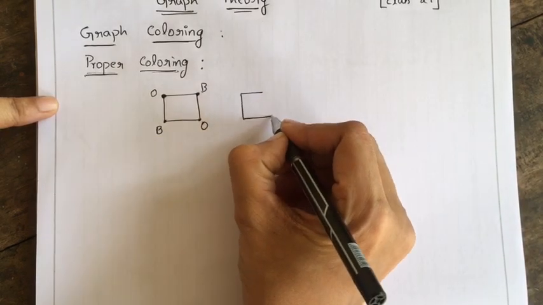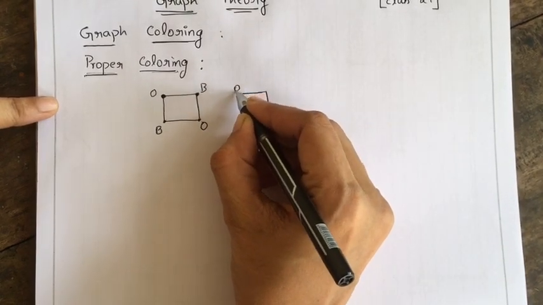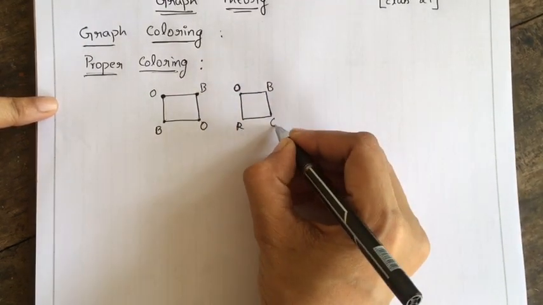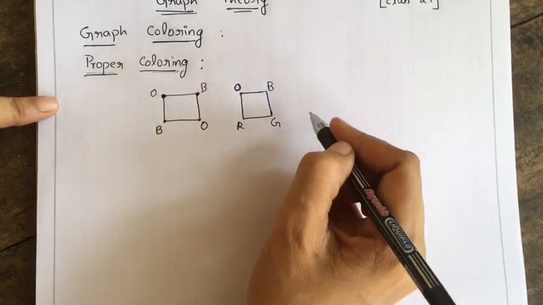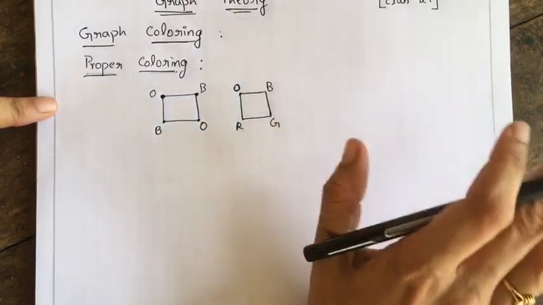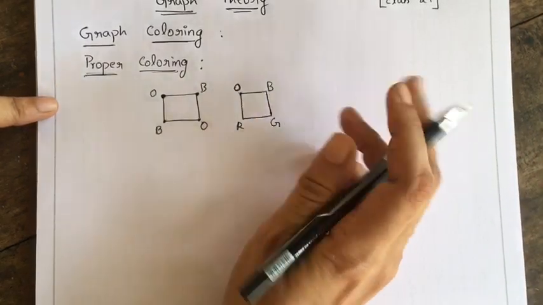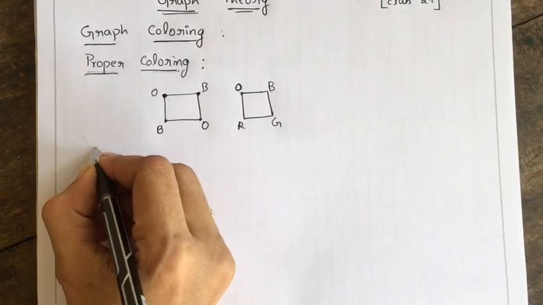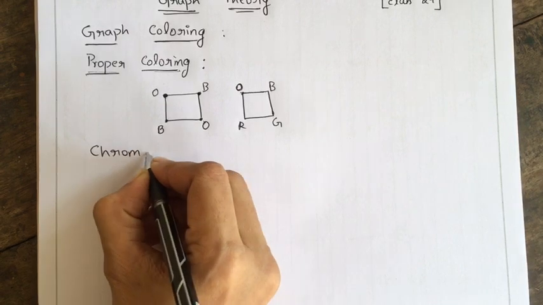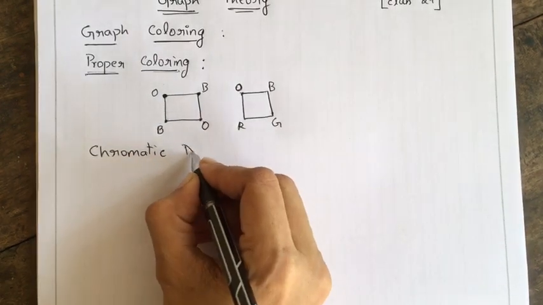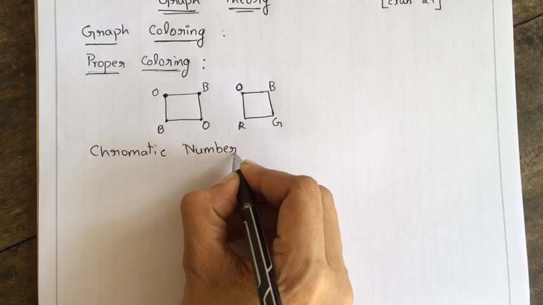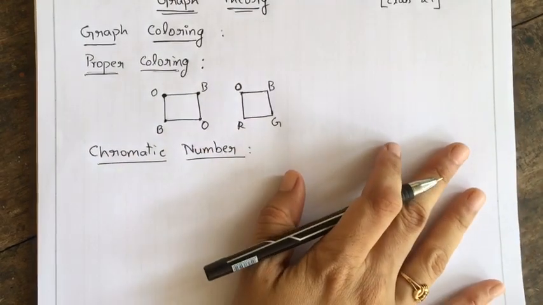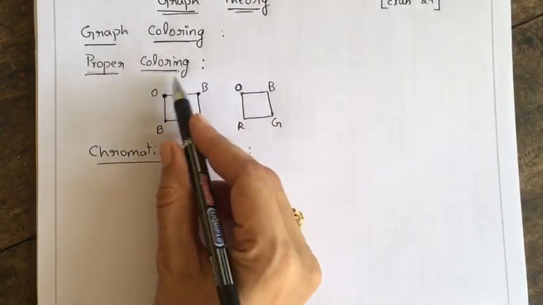Say I can color this in different ways. If I take the same graph, here I can give orange, here I can give say black, I can give red, green, or the other way I can change it. In many ways I can properly color the graph. Just the thing is, no two adjacent vertices should get the same color. Now what do you mean by chromatic number? It's nothing but the minimum number of colors I'm using for proper coloring of a graph.